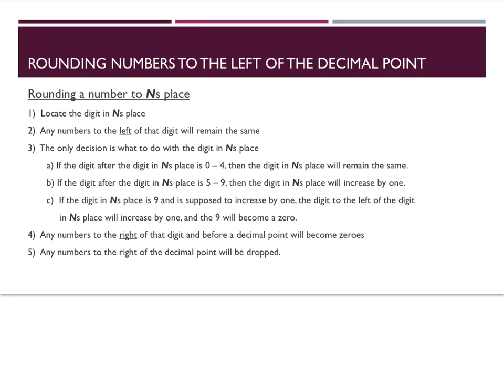Being able to round correctly is the next skill we really need to have to succeed both in this course and in the college level course. How we round kind of depends on which side of the decimal point we're on. First, we're going to look at numbers that are rounding to the left of the decimal point.